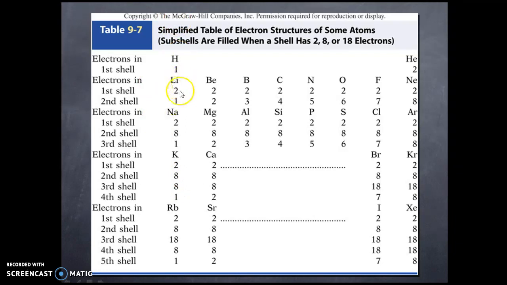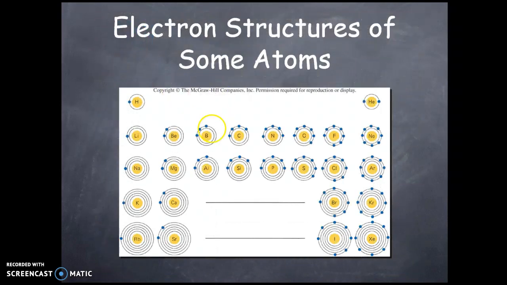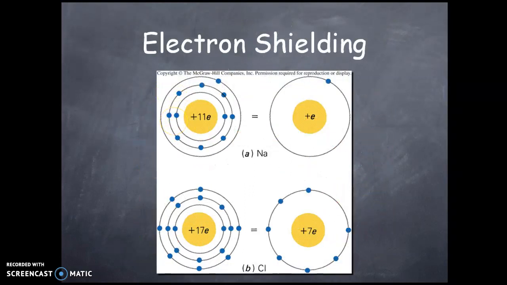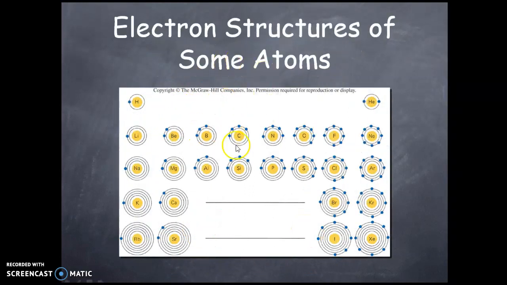Lithium has 3 electrons. In the first subshell you have 2 electrons, and once S is filled, it goes to the next subshell, where you can put 1 electron, so altogether 3 electrons. This is how the electron configuration, the electron structure, would be. So you can see that hydrogen has 1 shell and 1 electron, and helium has 1 shell with 1 subshell, and it has 2 electrons, which is the full capacity.